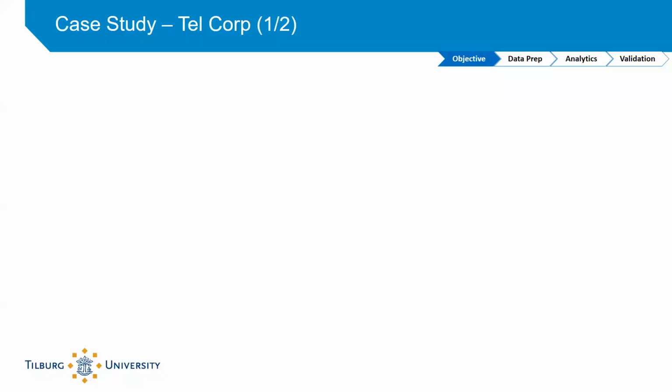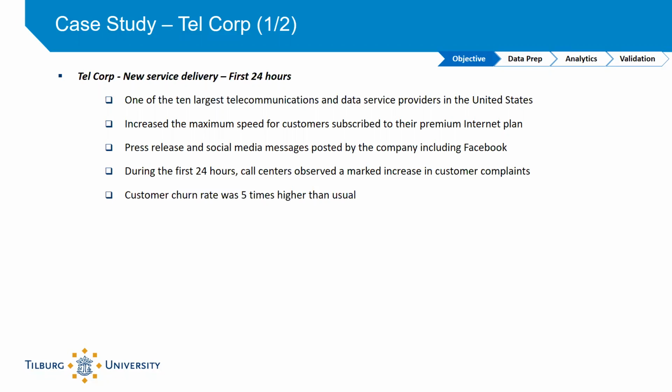Let us go through a few examples that clearly show the need and impact for predictive analytics. The first example comes from a large telecom provider in the United States. This telecom provider, let's call it Telcorp, increased the maximum speed for customers subscribed to their premium internet plan. This was a promotional move developed by the company.